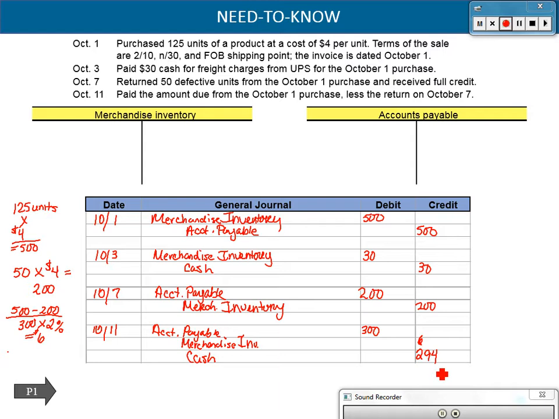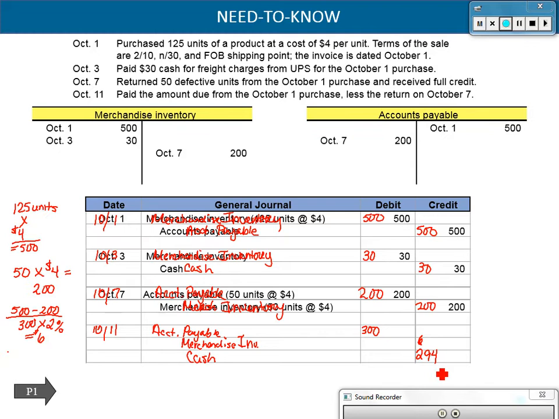So let's see if we were right. That looks correct. That's correct. Correct. And correct. And this will be saved and put in the class Blackboard, so you'll be able to go back to it.